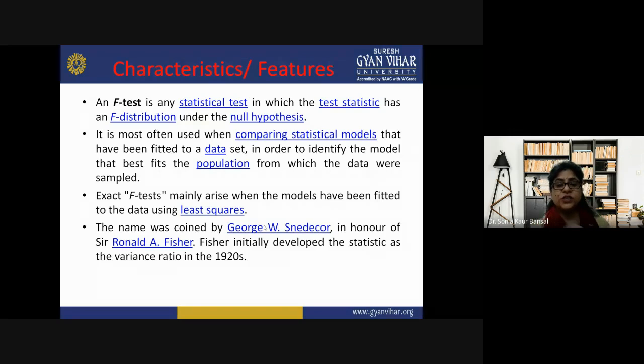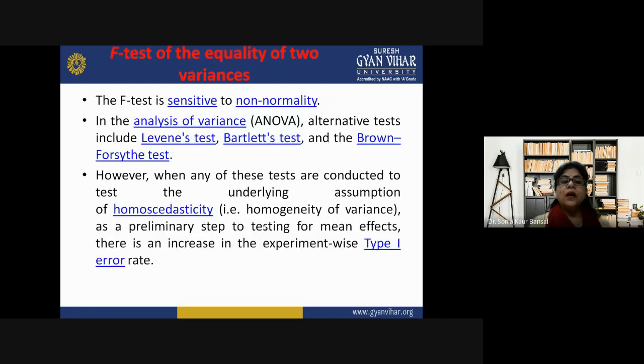Fisher initially developed the statistic as the variance ratio in 1920. So the name was coined by George W. Snedecor. Just remember these two names, in honor of Sir Ronald A. Fisher. Now, the F-test of the equality of two variances. As we have been saying from the beginning, the F-test is used for finding out the equality of two variances from two or more groups. Are they equal, or are they the same? The F-test is sensitive to non-normality.